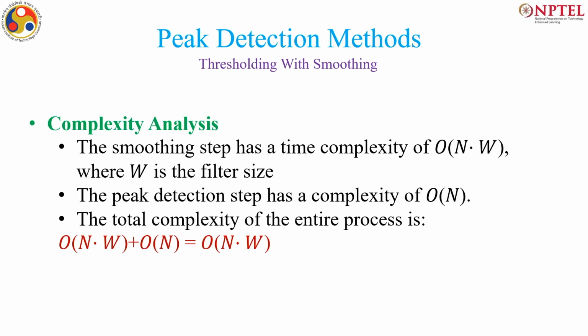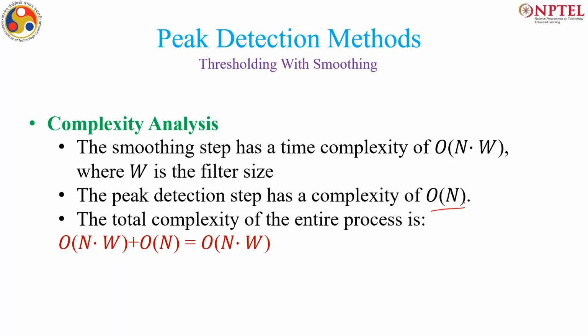Now, analysis of the complexity. For thresholding, we have discussed that only O of n complexity is required, but when we are smoothing, typically we are convolving with a filter of, say, size W. I am considering that we are using a linear filter, that is, we are smoothing the signal by the convolution operation.